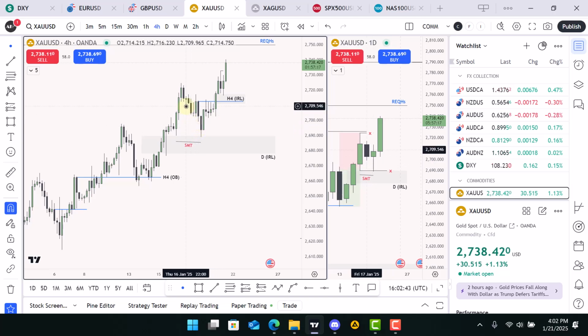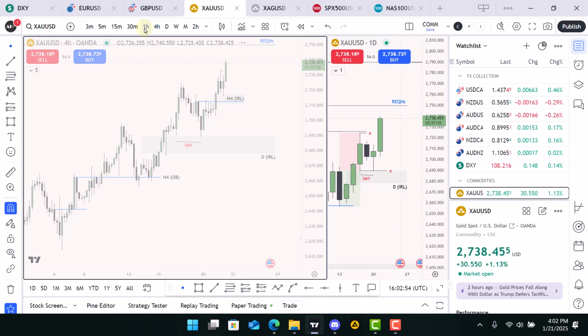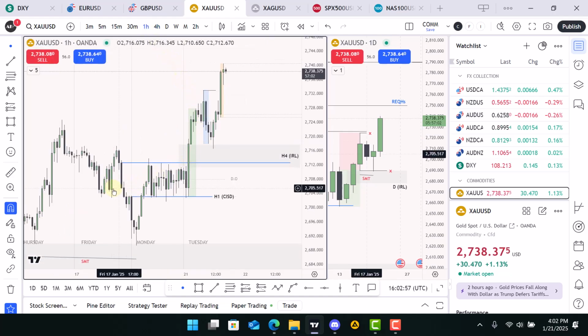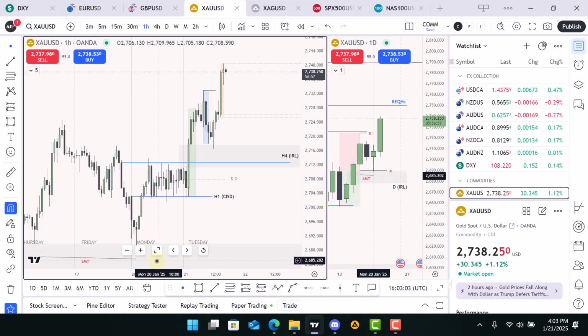During that idea presentation, I made mention of this 4-hour inversion fair value gap that supported that move lower. The same way the 1 hour also had another block here that I was expecting price to respect before moving towards the daily internal range liquidity and then the other block. But that move didn't occur. Price was so eager to move towards the daily order block and internal range liquidity that it didn't actually respect the 1 hour order block to go lower. But that didn't change my narrative for the week.